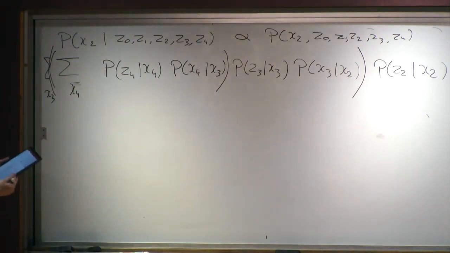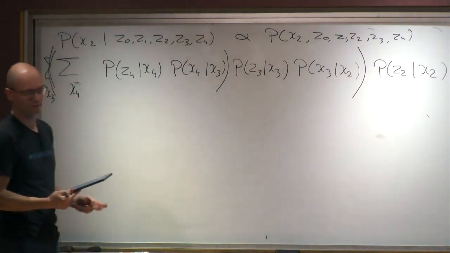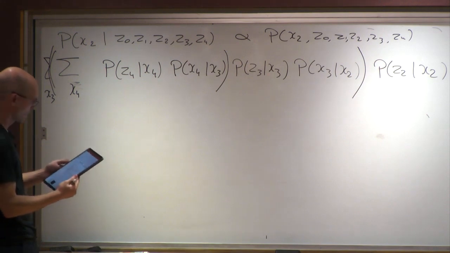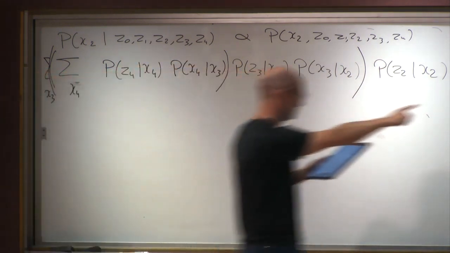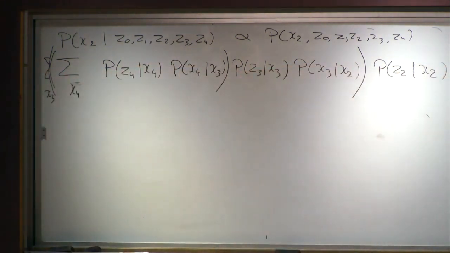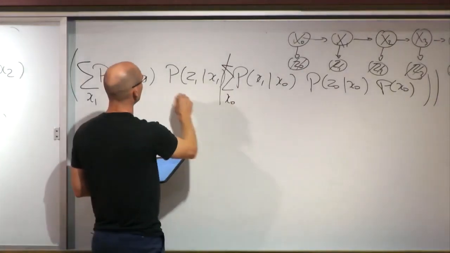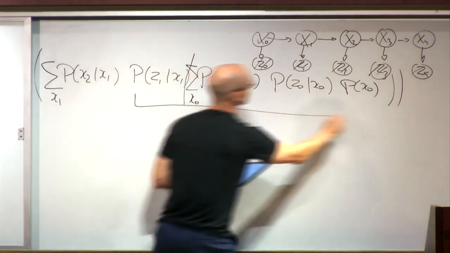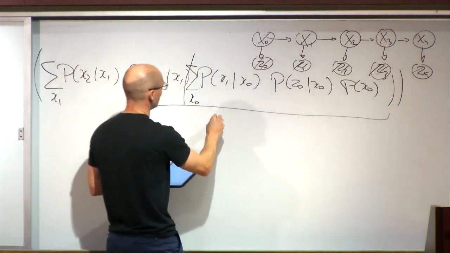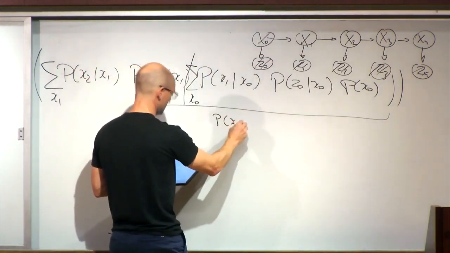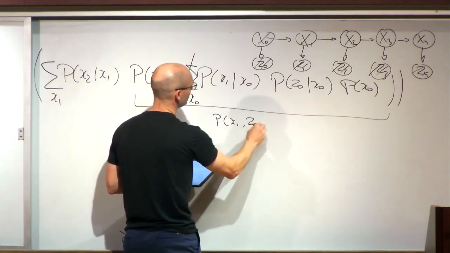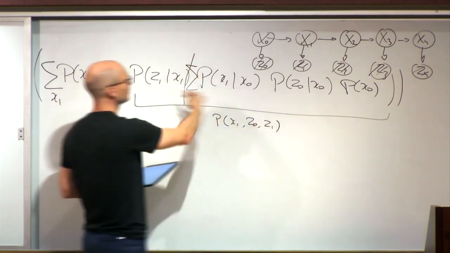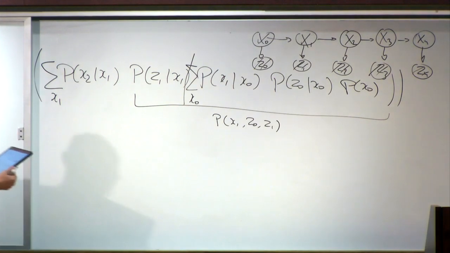Now, let's look at the quantities we have after we group things this way. So let's start again over here. What do we get? If we look at this quantity over here, we looked at it in filtering. This is computing p(x1, z0, z1). Simple recursive calculation.